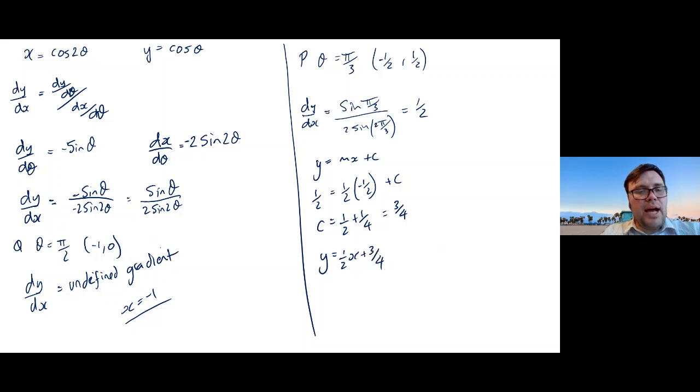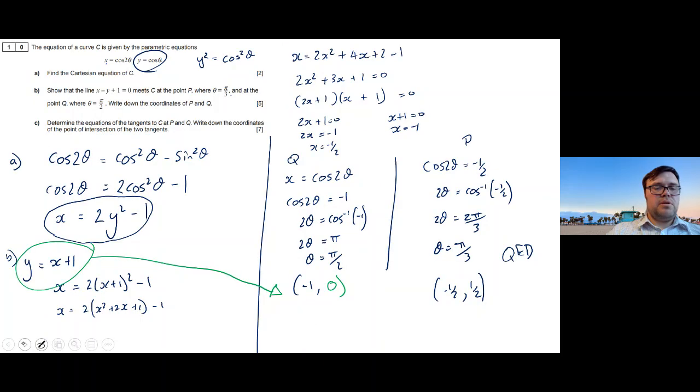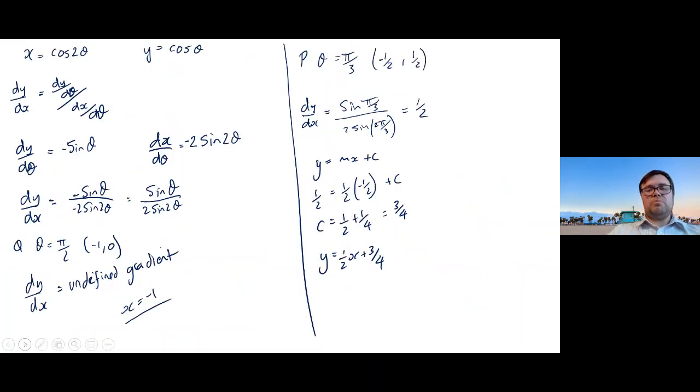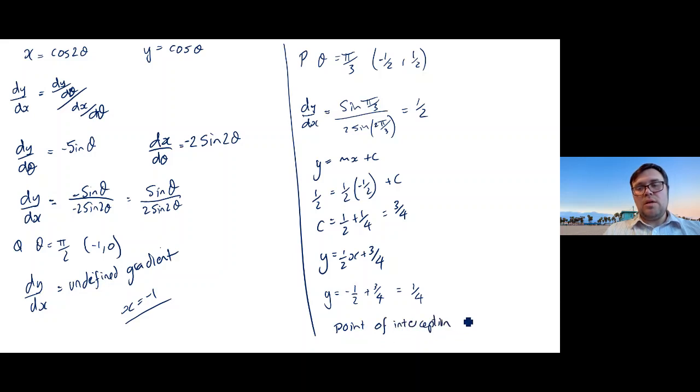I don't think we've answered the question. We have worked out the lines. For Q, it is x equals minus 1. For P, it is y equals a half x plus 3 quarters. And then there was something else I wanted to do. Yeah, and determine the points of intersection. So in determining the points of intersection, just put x equal to minus 1 into there. So y equals minus a half plus 3 over 4. So it is equal to a quarter. Point of intersection is going to be minus 1, a quarter.